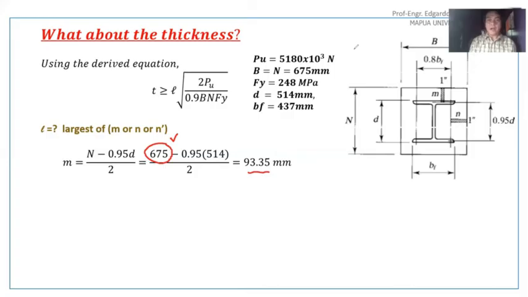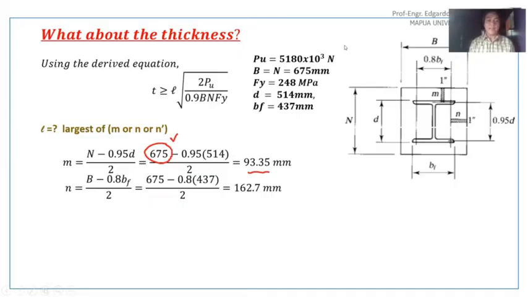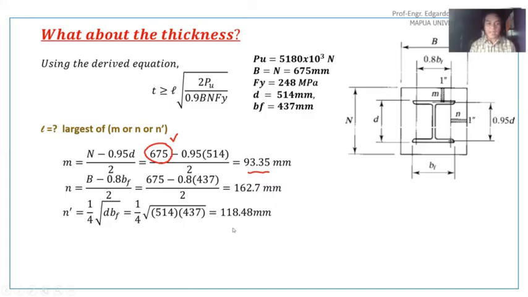Then next is, how about for n? Okay, for n naman, it's B minus 0.8 of bf over 2. Again, yung capital B na ginamit ko rito, 675, yung rounded up value. So I got 162.7 for n. Tapos yung pangatlo is yung n prime. Yung n prime, if you will remember, is based from the study of Thornton na possible magkaroon din ng bending dun sa loob ng wide flange column. Sa area sa loob ng wide flange column. Okay, so solving for n prime, as per Thornton, it will be 1/4 square root of d times bf. So we got 118.